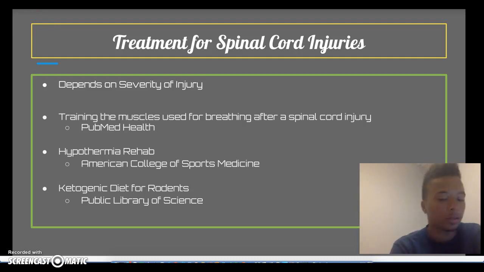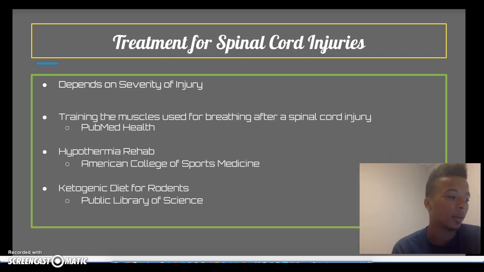Another article that we found, which was pretty cool, about hypothermia rehab from the American College of Sports Medicine, says that it was used only in experimental models of spinal cord injuries. Usually moderate hypothermia has been shown to improve functional recovery and reduce overall structural damage in spinal cord injuries. Hypothermia is basically like cryotherapy on steroids. So it's just like extreme cryotherapy.